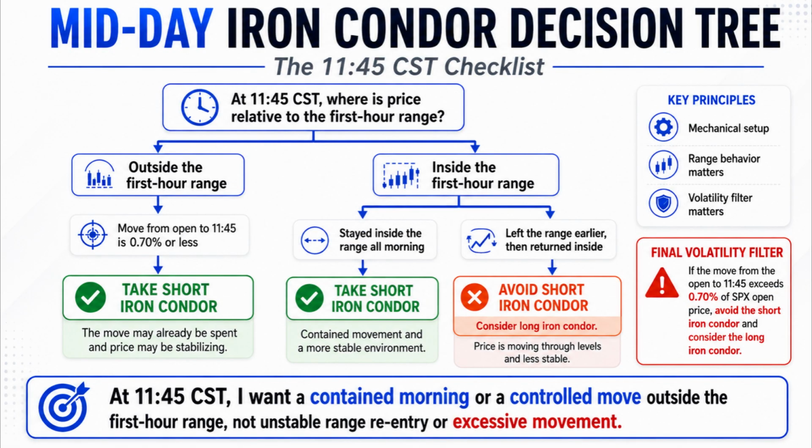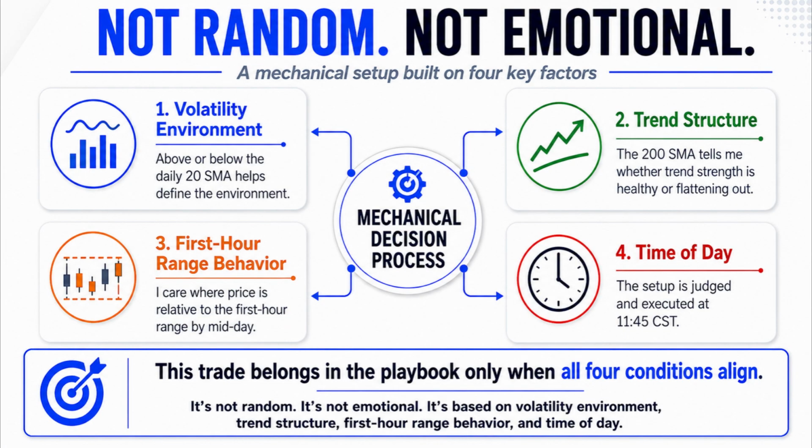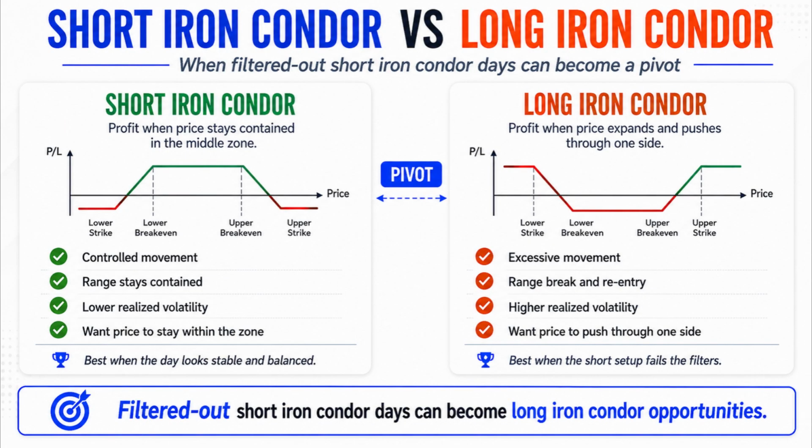I avoid it if price is inside the range after already leaving the range earlier. And I avoid it if the range from the open to the moment of the trade entry is greater than 0.70%. That's how I decide when the 0DTE SPX short iron condor belongs in the playbook. It's not random, it's not emotional, it's based on volatility environment, trend structure, first hour range behavior, and time of day.